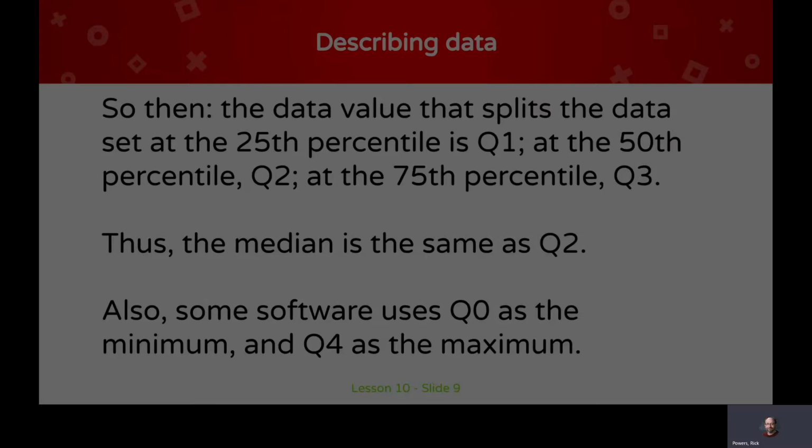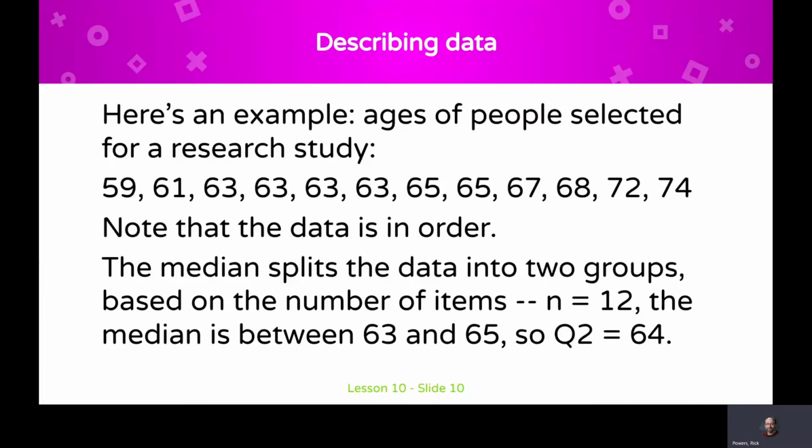Here's an example. Ages of people selected for a research study. There's the data. Note that the data is in order. The median splits the data into 2 groups based on the number of items. N, or the sample size, is 12. Then the median is between 63 and 65. So Q2, quartile 2, is 64.